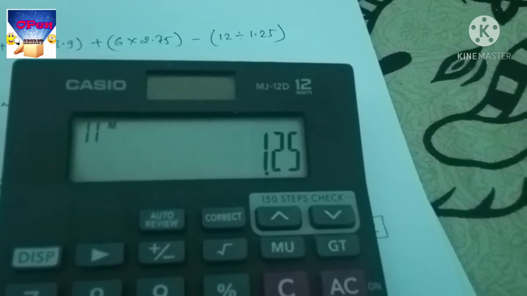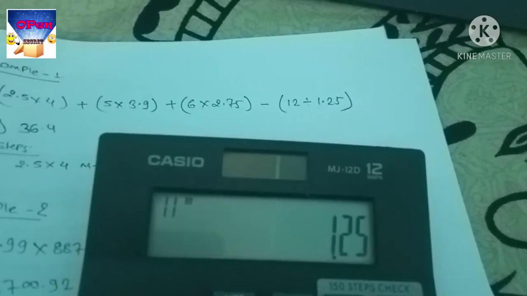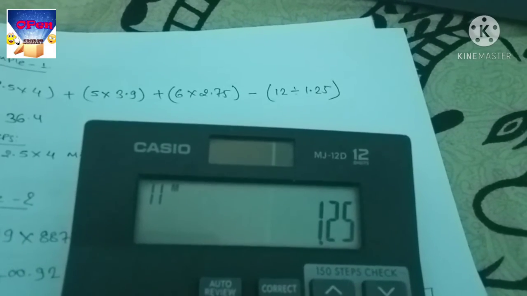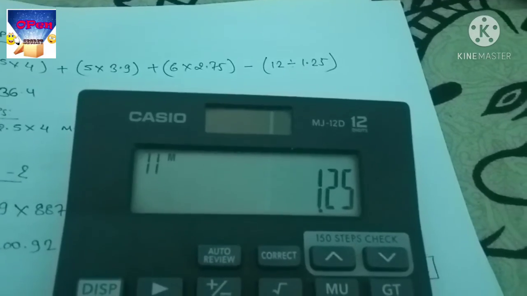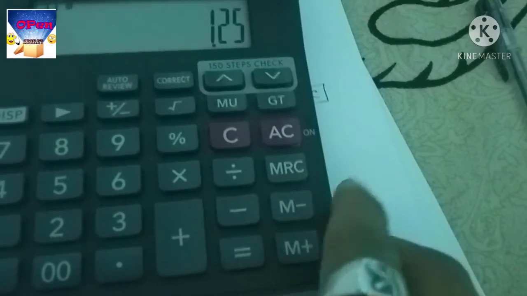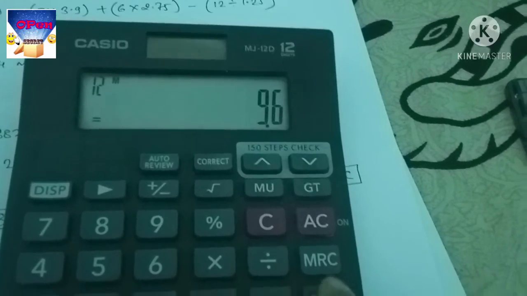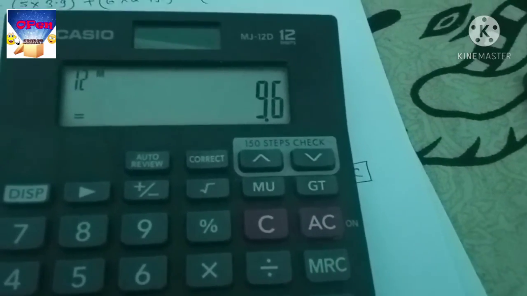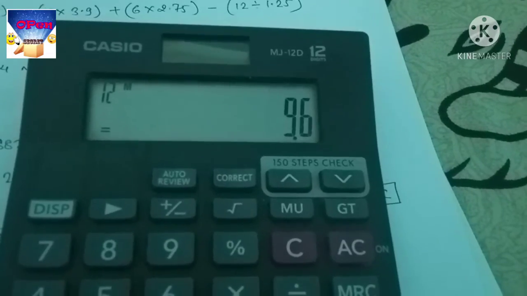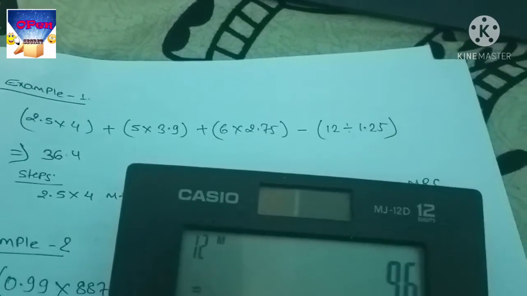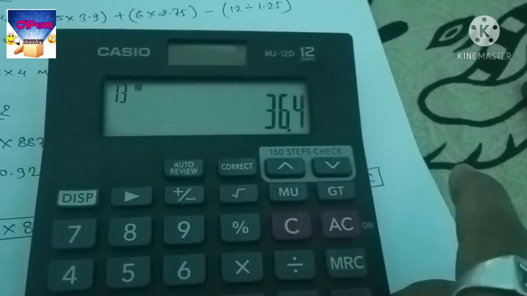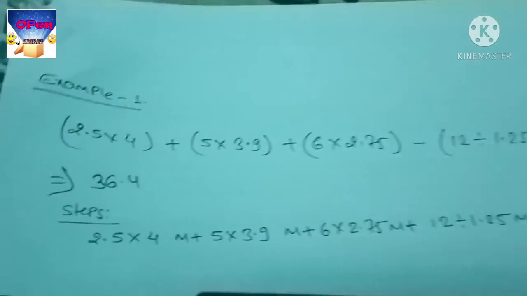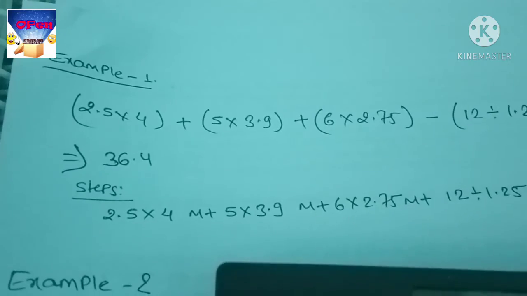Here, before pressing any key, as the requirement of this expression is that this value must be subtracted from the earlier values, and as we have saved different values in our memory, we need to press M minus in order to subtract this. So I pressed M minus. Now the value, 9.6, will be subtracted from the earlier sum. Now there is nothing else to press, so we press MRC and get 36.4. This is our result, and the same is written on the paper.